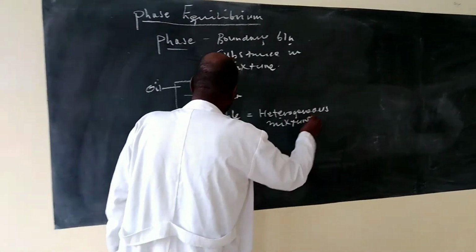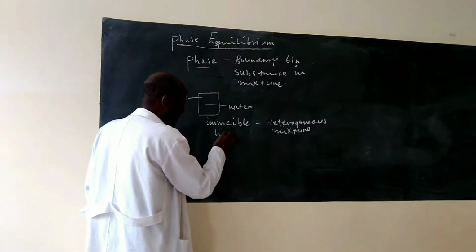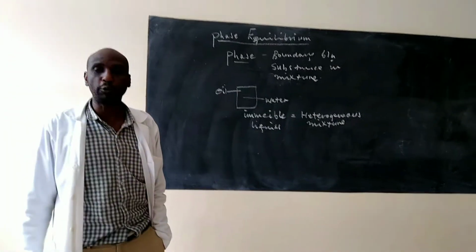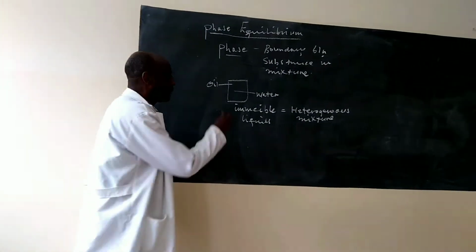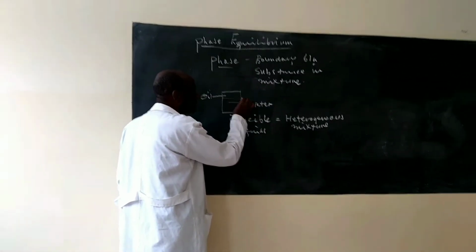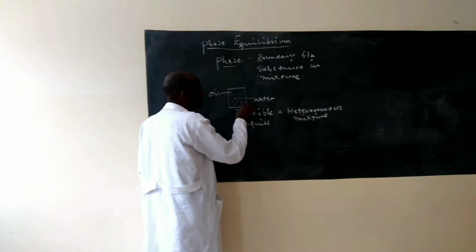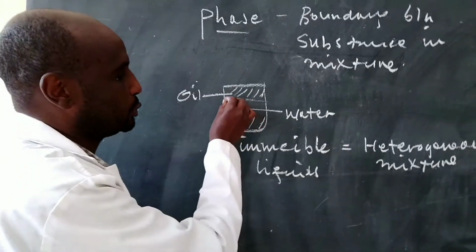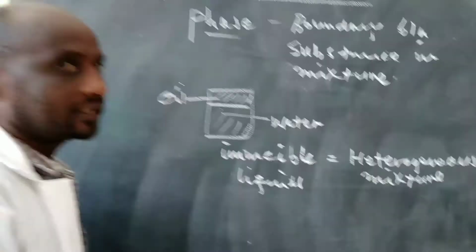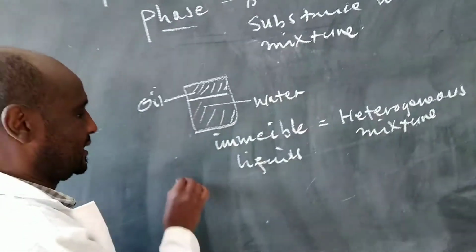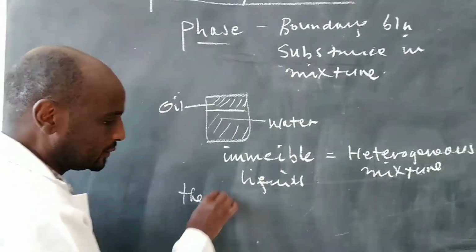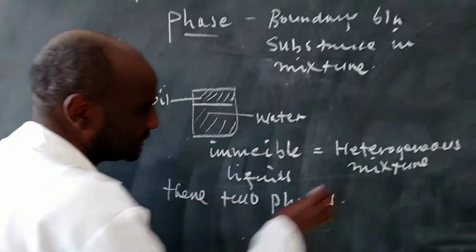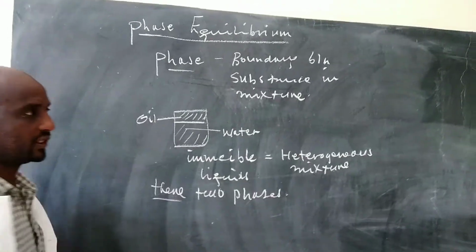These are immiscible liquids. Now, in this case, we have two phases. Oil is floating on water. Here we have the water, and here we have the oil part. Therefore, we have two phases within this mixture.